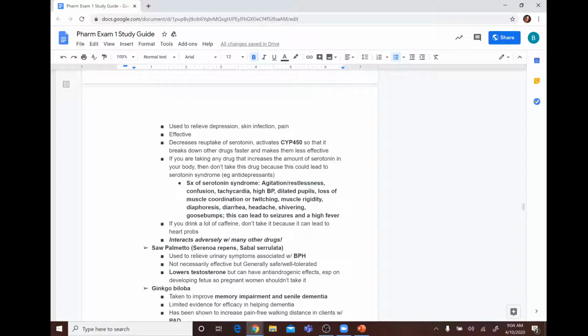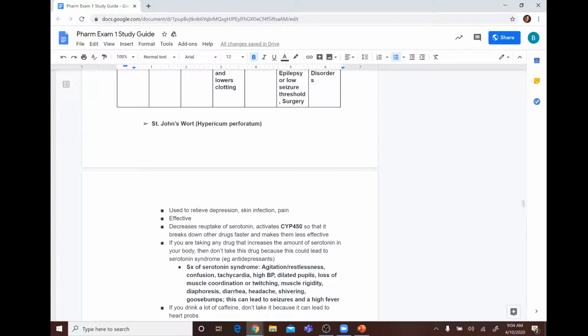What are the side effects of serotonin syndrome? Agitation, restlessness, confusion, tachycardia, high blood pressure, dilated pupils, loss of muscle coordination or twitching, muscle rigidity, diaphoresis, diarrhea, headache, shivering, goosebumps, can lead to shivering and high fever.